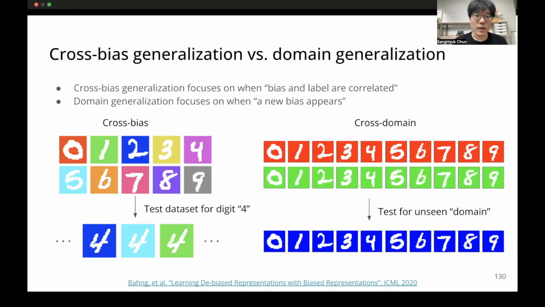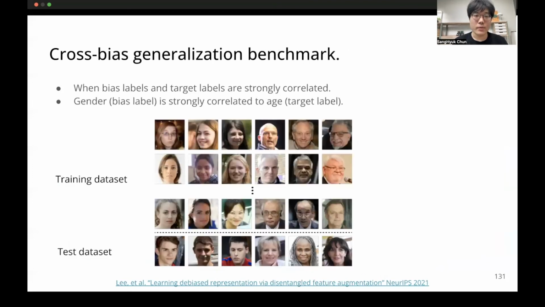Cross-bias generalization evaluates when bias labels and target labels are strongly correlated. Here is another example. Gender is the bias and age is the target label. We can test the model by training it on a biased dataset. Every female is young and every male is old. Then we can evaluate the unbiased accuracy on the unbiased dataset.